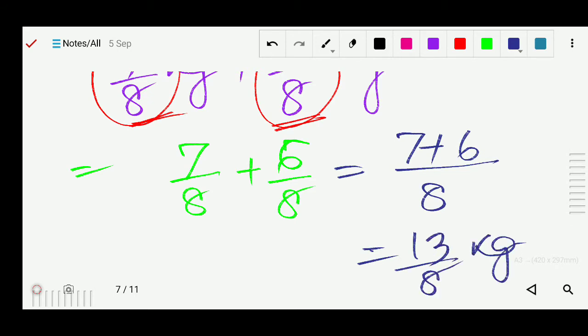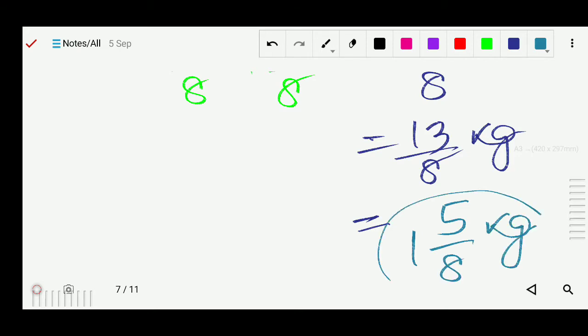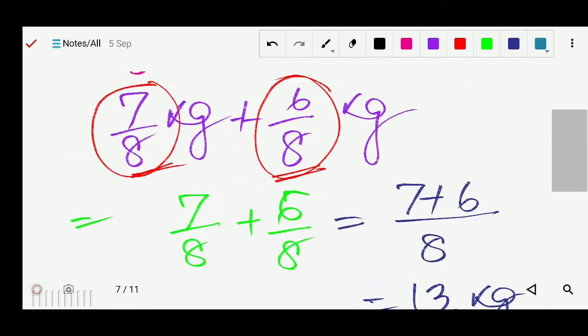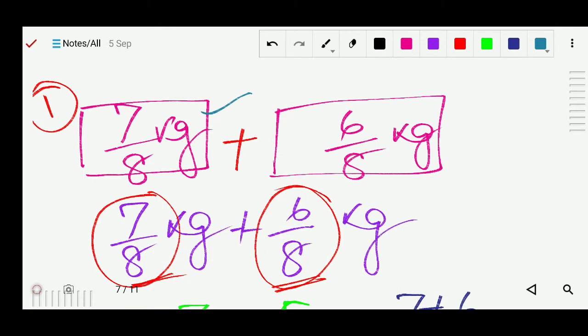Now 13 by 8 is an improper fraction, so we will change it to a mixed fraction. You can divide 13 by 8, so you will get it one time. So 1 and 5 by 8 is your answer. Okay, 1 and 5 by 8 kg is your answer. These two parts are given, and mixed together, what is the total weight that we have to find.